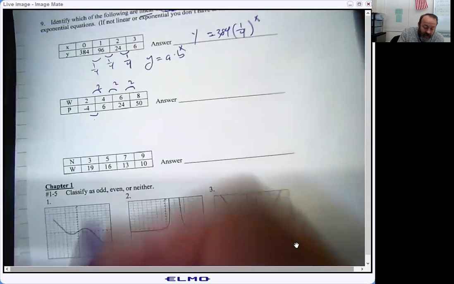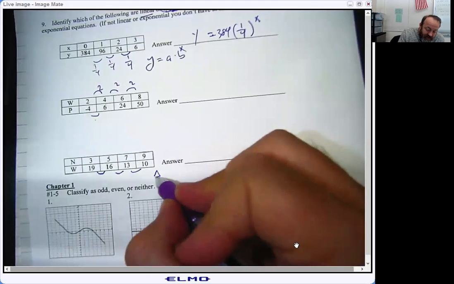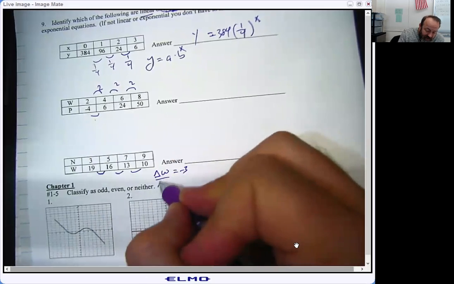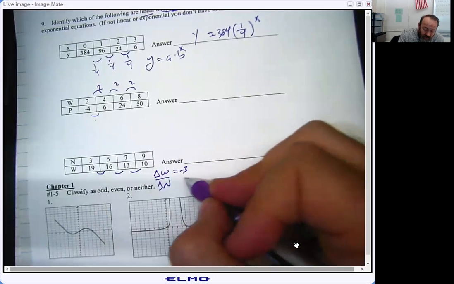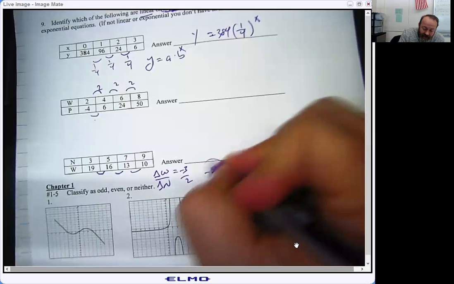Now, I'm pretty sure that the second portion, we're just going to leave it alone. But in the third one, I notice that we're always going down by 3s. So my delta W, which is kind of like delta Y, is I'm losing 3. But my delta N up top is always growing by 2. So it looks like I've got a slope of -3/2.